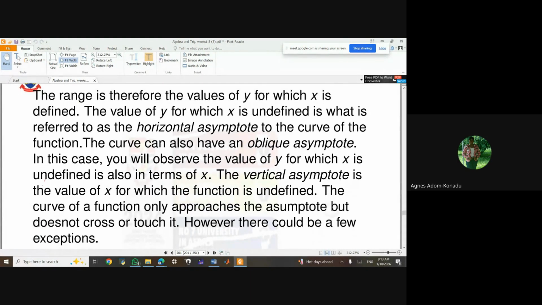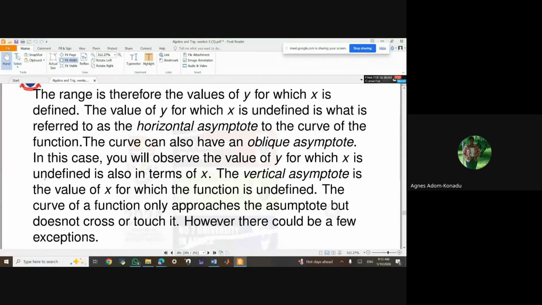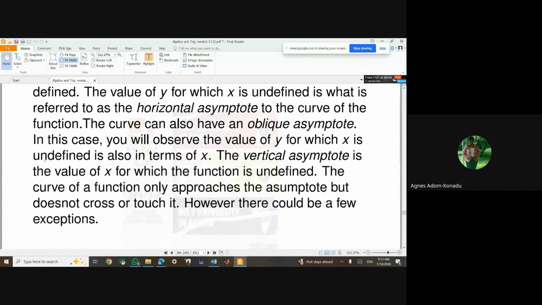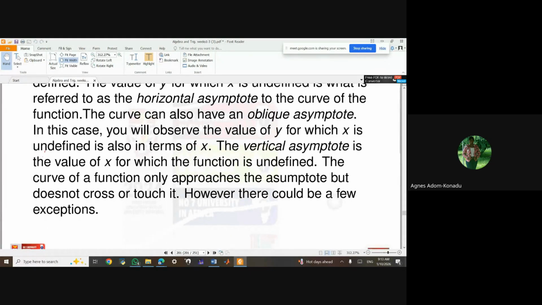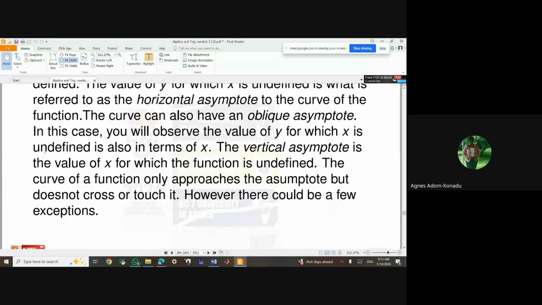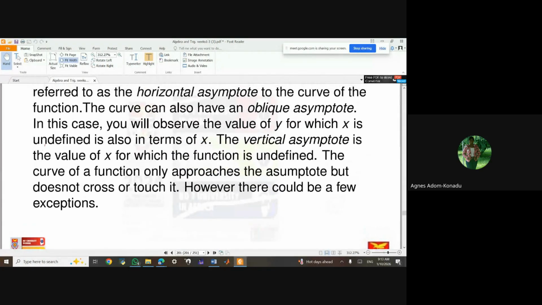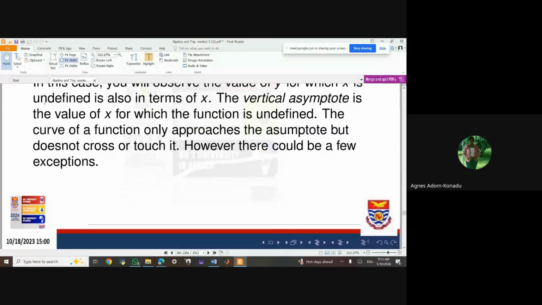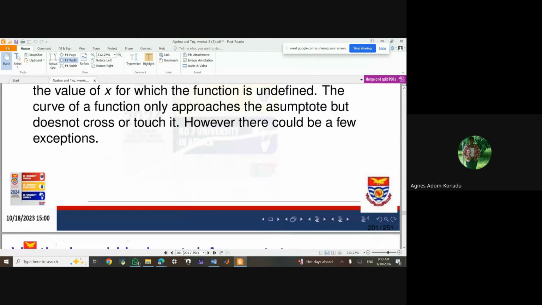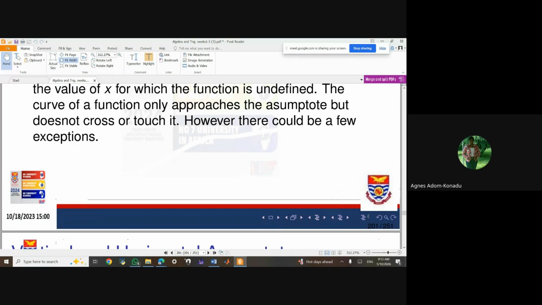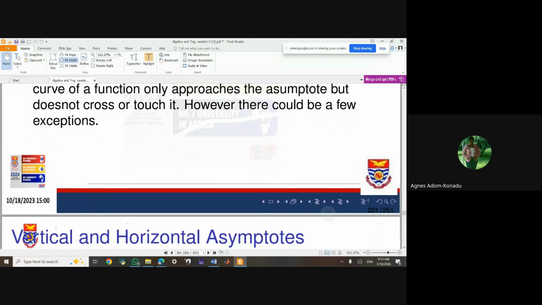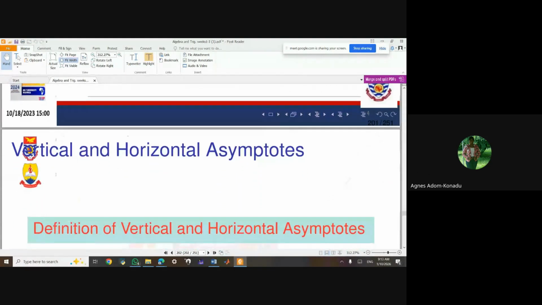The curve can also have an oblique asymptote. In this case, you will observe the value of y for which x is undefined is also in terms of s. The vertical asymptote is the value of s for which the function is undefined. The graph of a function only approaches the asymptote but does not cross or touch it. However, there could be a few exceptions.